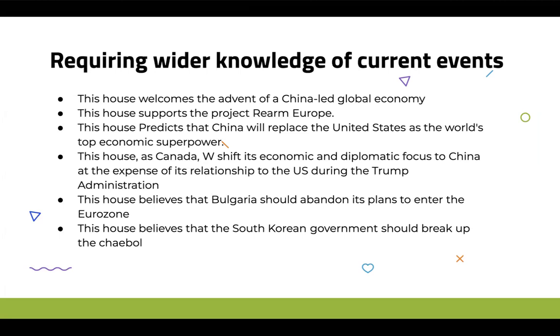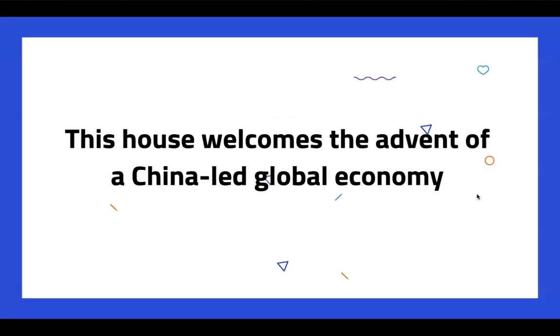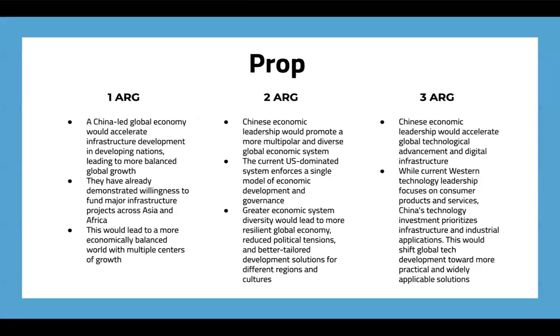So here this would usually either have an info slide or it would be a prepped motion, and you would have more time to read up on these important events. An example of this would be this house welcomes the advent of a China-led global economy. And a few reasons why. Or a bit maybe about the background.